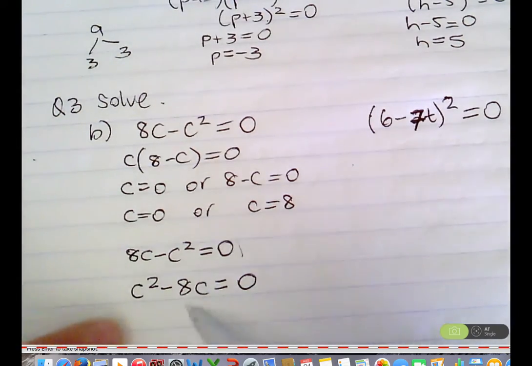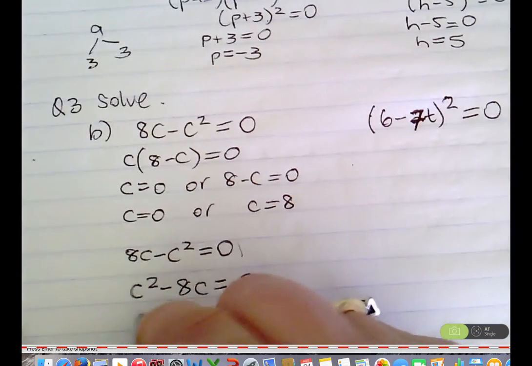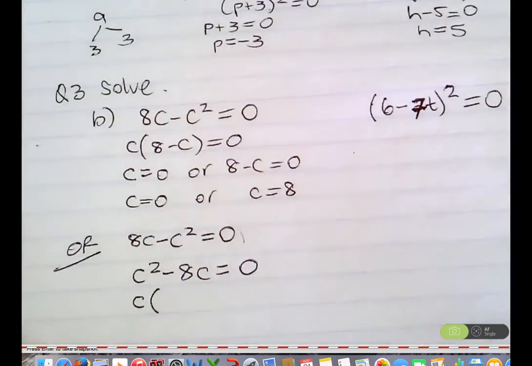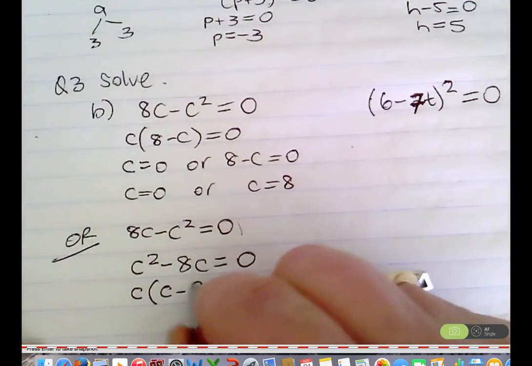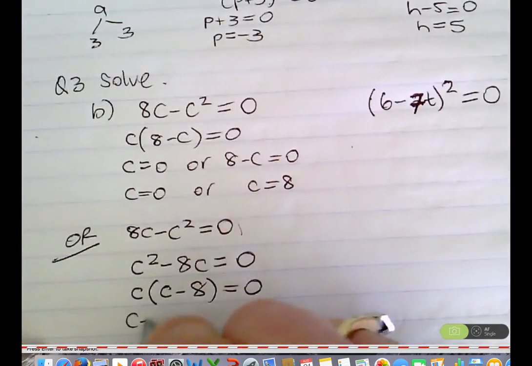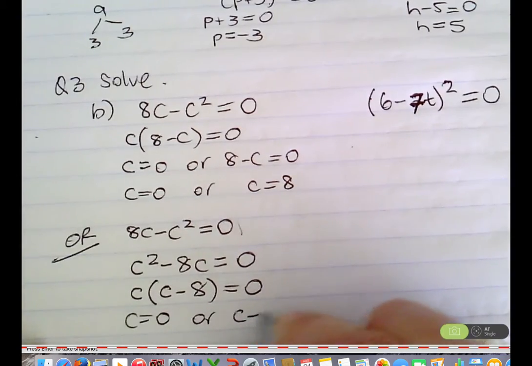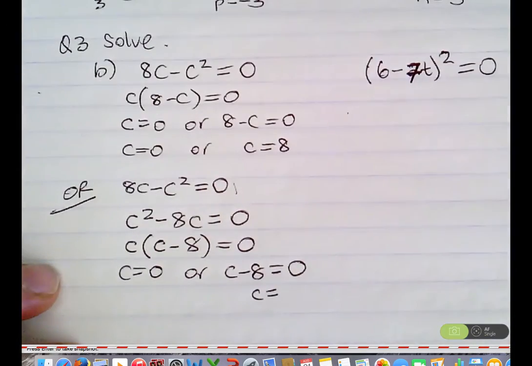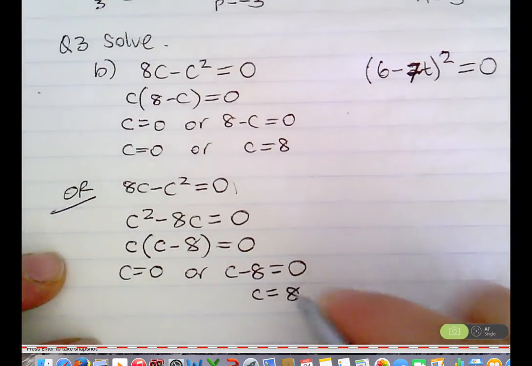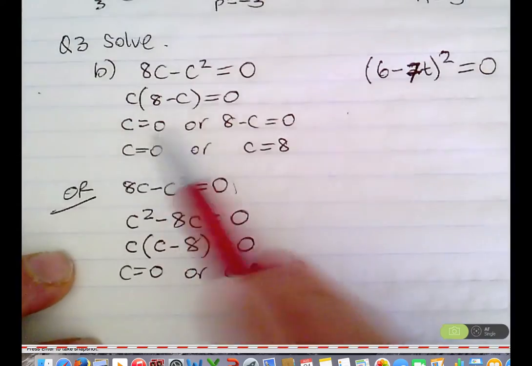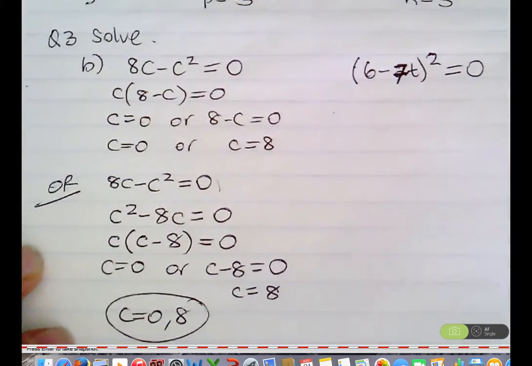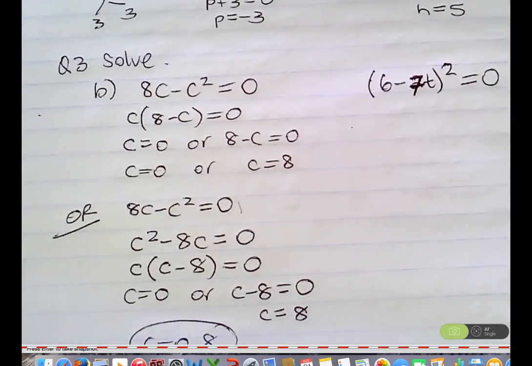Those are both true. Now I factorize out the c, and what do you get? So this is another way of doing it. Bracket c minus 8 is 0. So therefore c is 0, or c minus 8 is 0. See how it's easier to take the 8 over? Or c is 8. Isn't that the same answer? c is 0 or 8. Same answer.